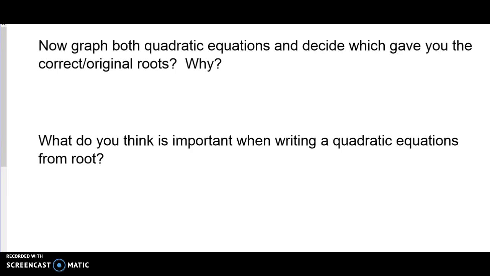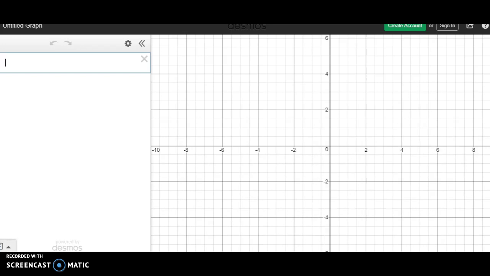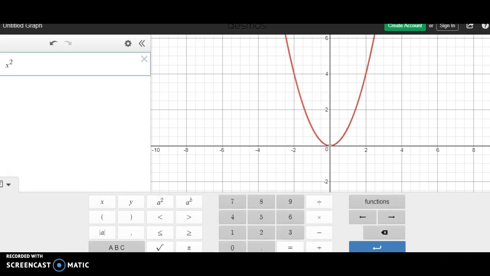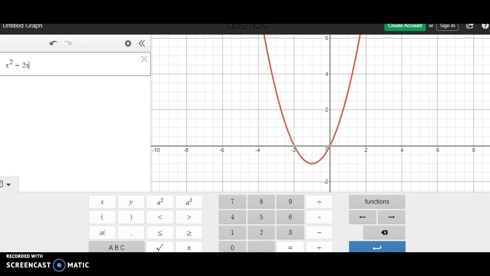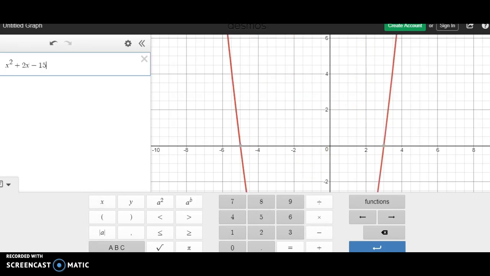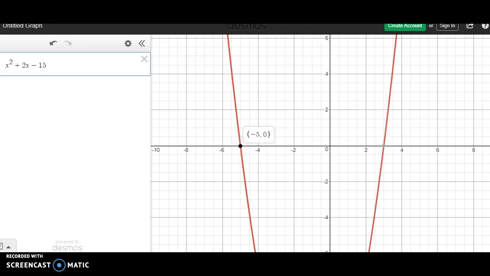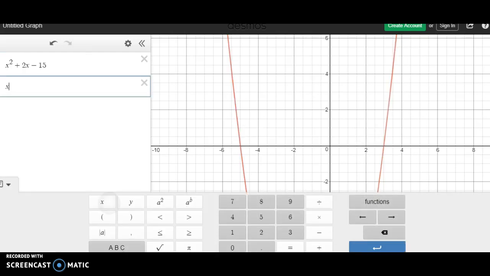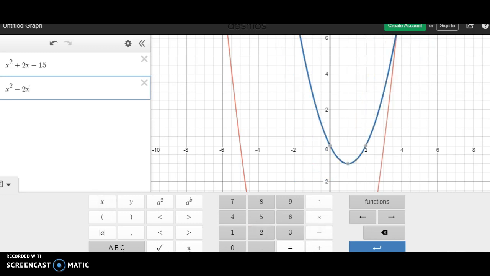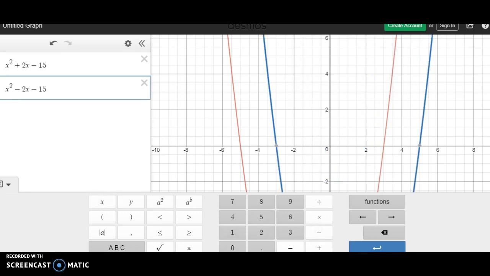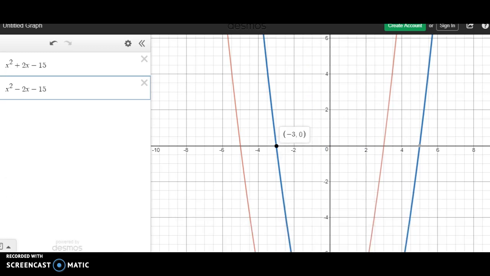So what we would do is we would actually have them go either to their graphing calculator or go to Desmos, and we'd have them start graphing both equations. So for the first one, it would be x squared plus 2x, and then minus 15. Okay, and when I graph that, then my roots are -5 and 3. Then I'd graph the other way, x squared minus 2x minus 15. And so when I graph that, for that one, I get the roots of -3 and 5.